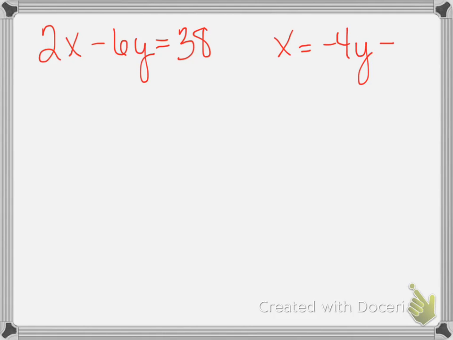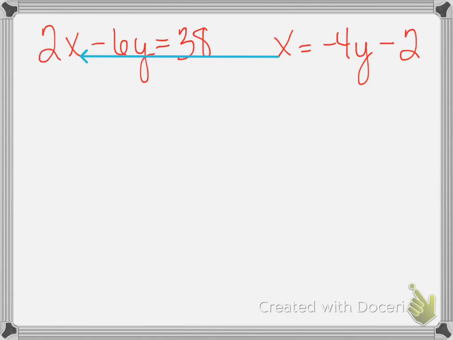So let's go and say we're doing the backwards of that, and say we have 2x minus 6y equals 38, and then x equals negative 4y minus 2. So our first equation is in standard form, but the second equation is in x equals form. So we can take that x equals equation and plug it in for the x in our standard form.